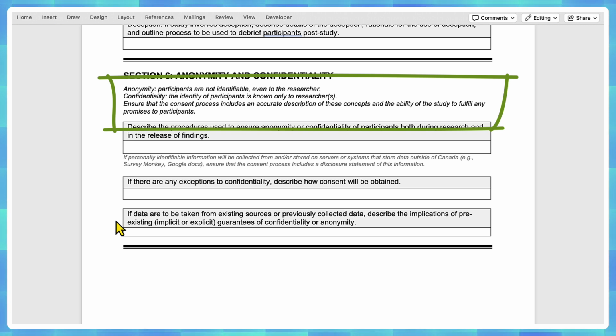Often that involves giving the participants a pseudonym, or in the case of large-scale data sets, giving each participant a number code to attach to their data. So that's the difference there. So we are looking for you to use the correct term as it pertains to your study here.